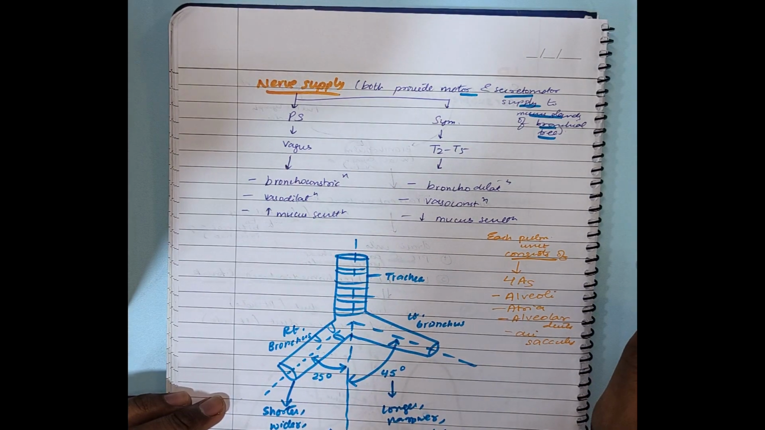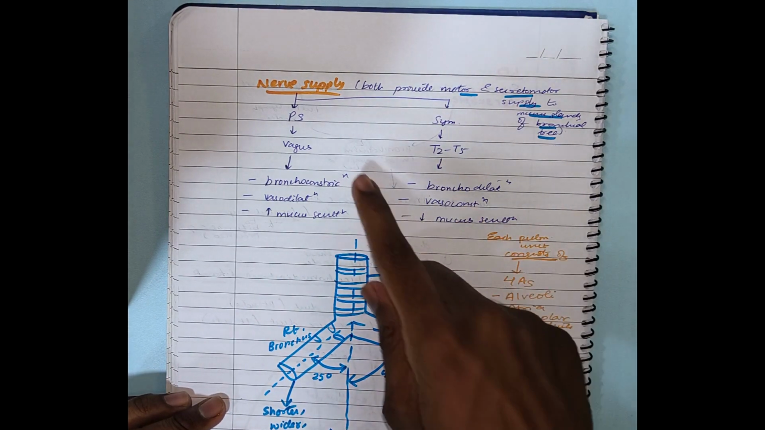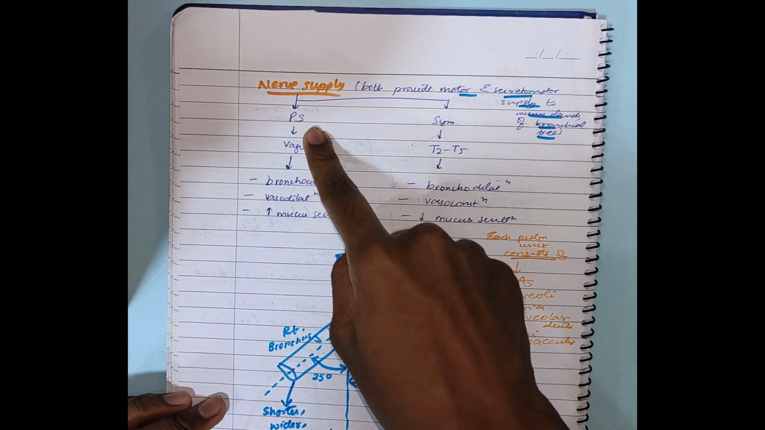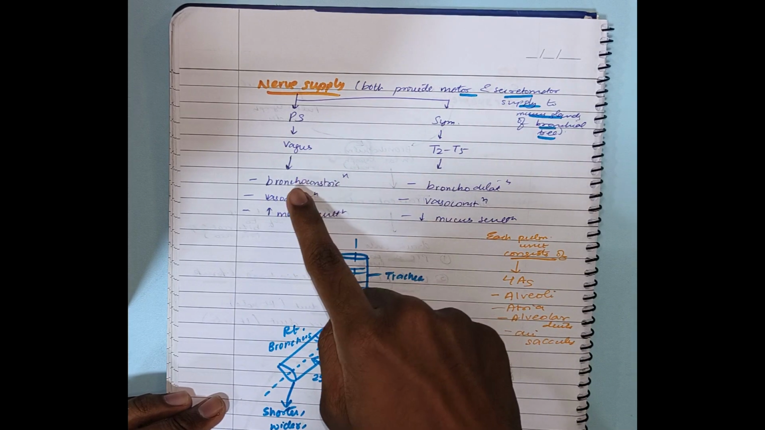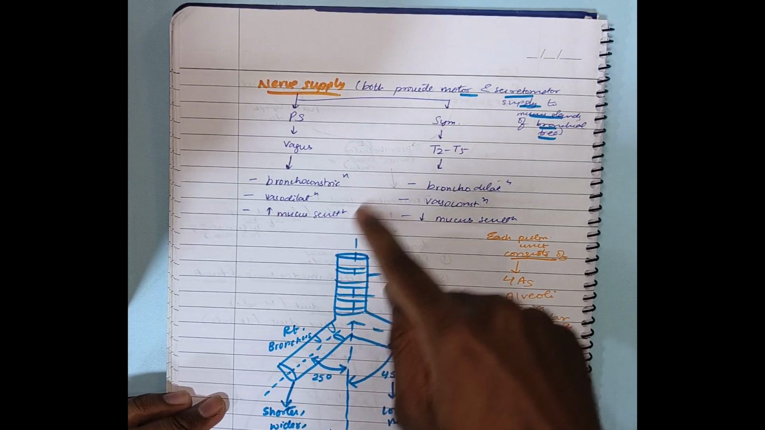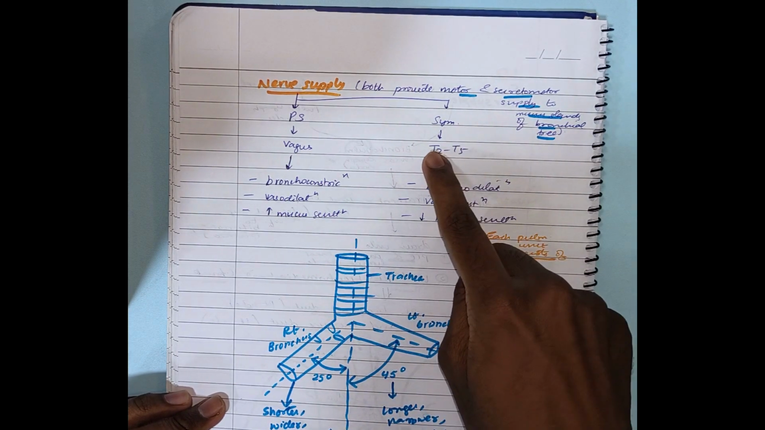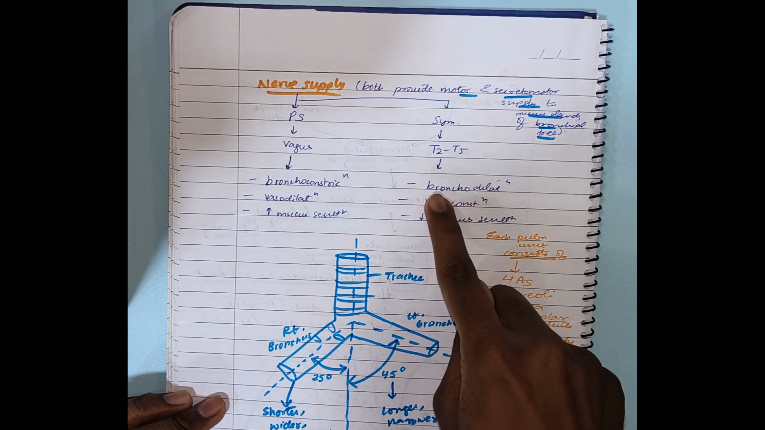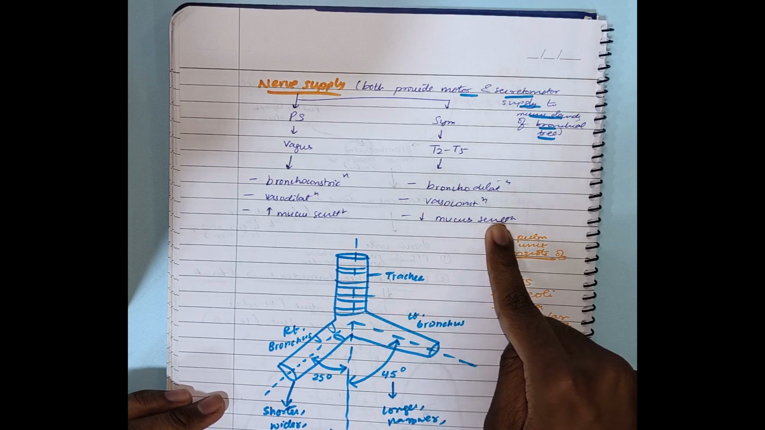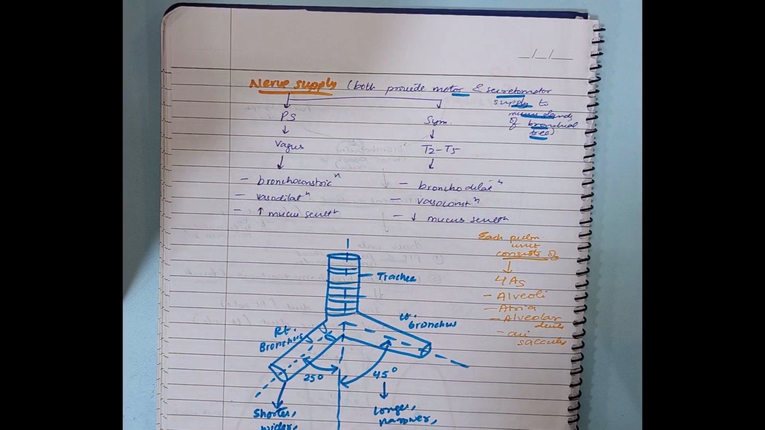Talking about the nerve supply of the lungs, we have parasympathetic and sympathetic nerve supply. Parasympathetic is given by the vagus nerve. Vagus nerve causes bronchoconstriction, vasodilation, and increased mucus secretion, whereas sympathetic is carried out by T2 to T5 spinal segments, which causes bronchodilation, vasoconstriction, and decreased mucus secretion. So that's it in the lungs section.